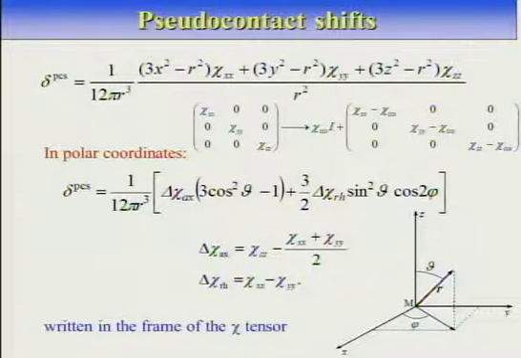As you see, you get a formula for the pseudocontact shifts that depends on the spherical coordinates of your nuclei with respect to the frame of reference, and it also depends on the distance between the metal and the nucleus under observation.